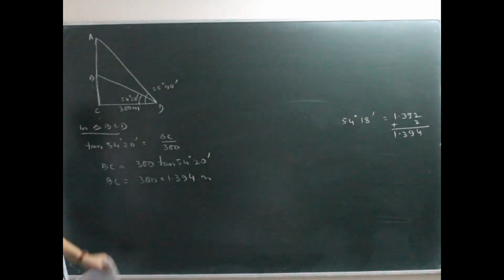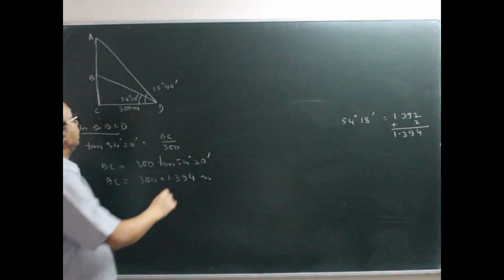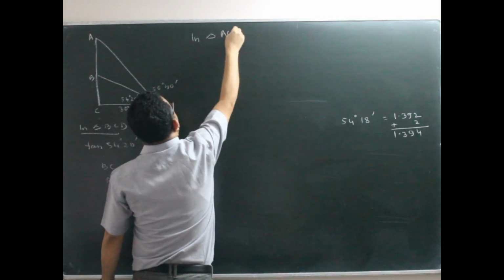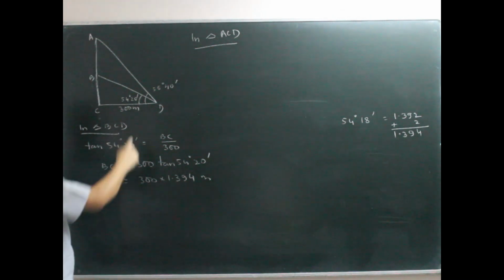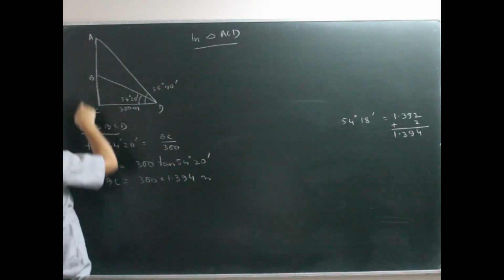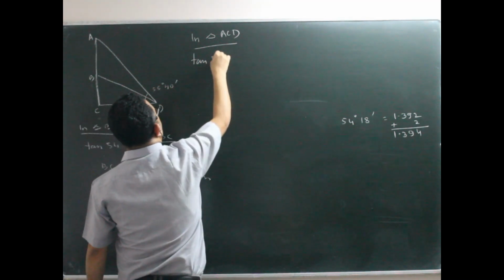Okay, let me keep it like this only. I'll be utilizing this one later, or if you want you can put a bracket, or multiply and write down the value also. Now next I am going on to the bigger triangle, triangle ACD. In this bigger triangle also I need this angle. I have the base, I am looking for this perpendicular. So again tan. So tan, the angle is 55 degree and 40 minute.